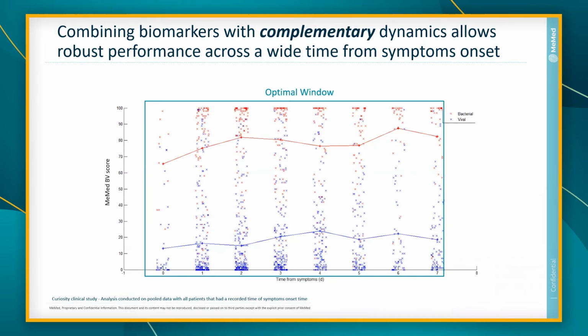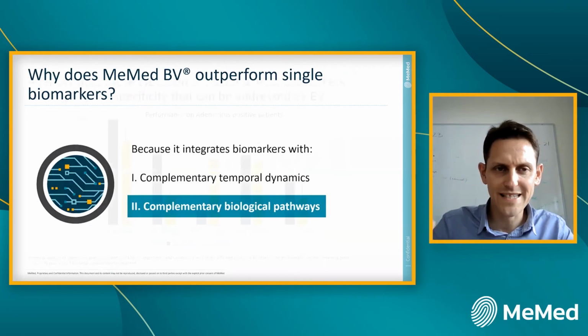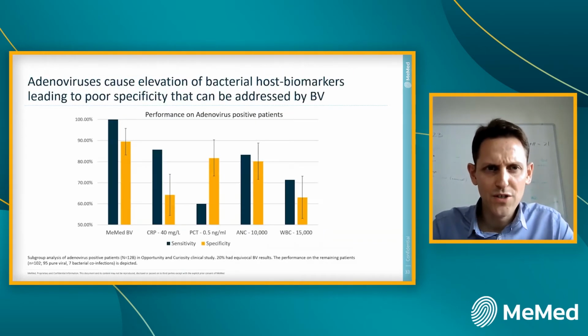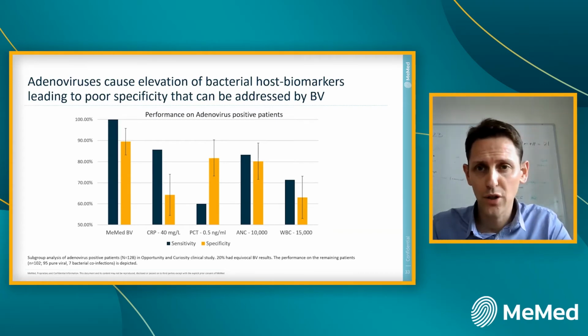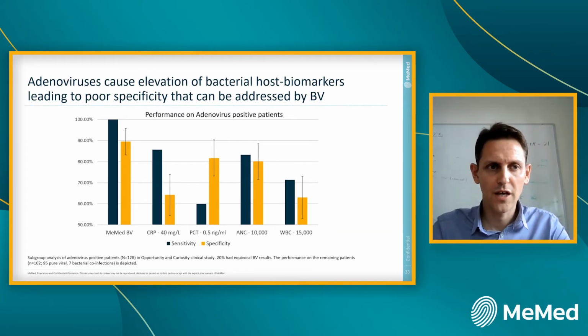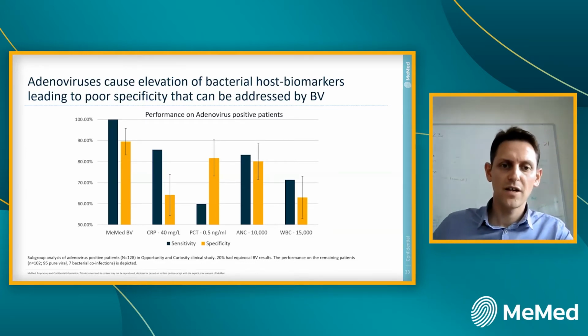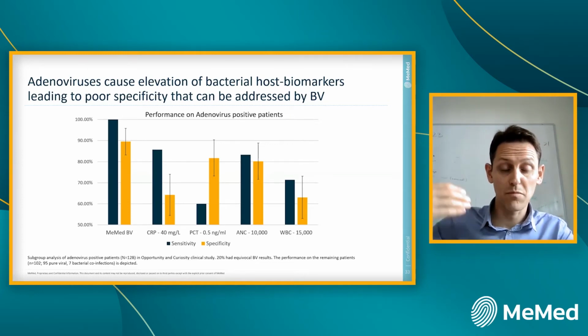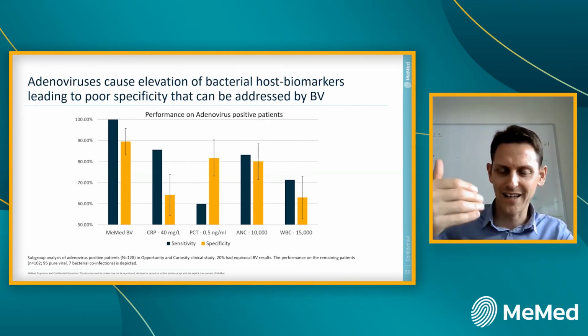The second reason that it outperforms single biomarkers is that it relies on complementary biological pathways, and I want to give you just one example. So adenoviruses are known to cause elevation of bacterial host biomarkers, leading to poor specificity. For example, CRP is going to be overly elevated in adenoviruses. Procalcitonin, hallmark of bacterial infections, elevated. Absolute neutrophil count, elevated. White blood count, elevated.